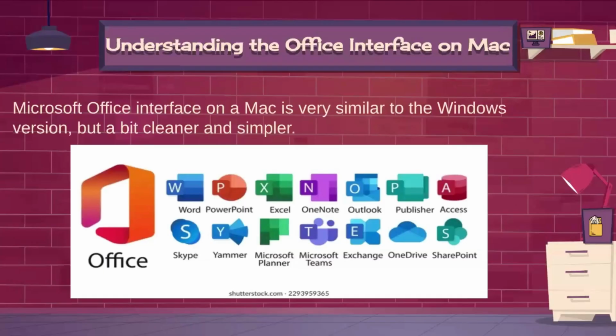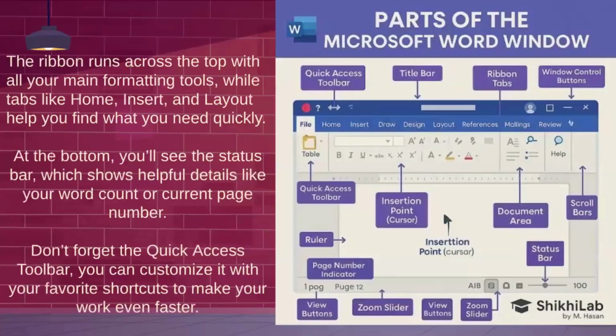Understanding the Office interface on Mac. The Microsoft Office interface on a Mac is very similar to the Windows version, but a bit clearer and simpler. The ribbon runs across the top with all your main formatting tools, while tabs like Home, Insert, and Layout help you find what you need quickly. At the bottom, you'll see the status bar, which shows helpful details like your word count or current page number. Don't forget the quick access toolbar. You can customize it with your favorite shortcuts to make your work even faster.